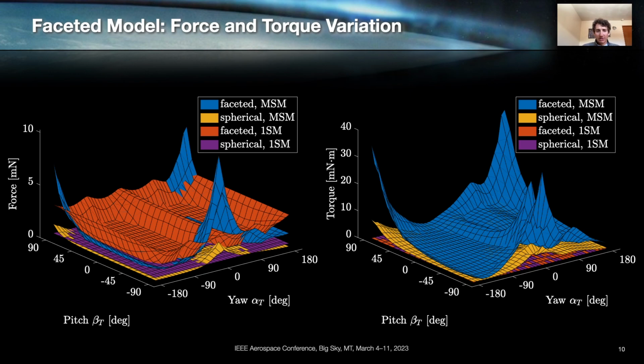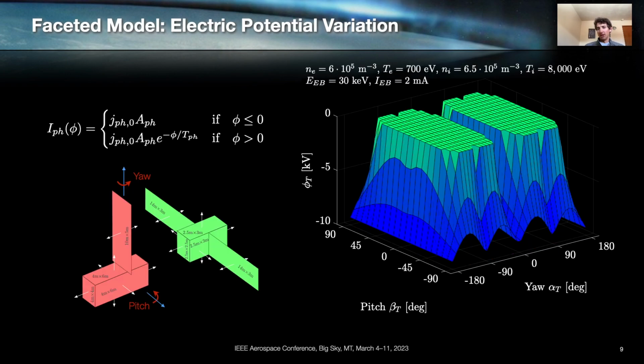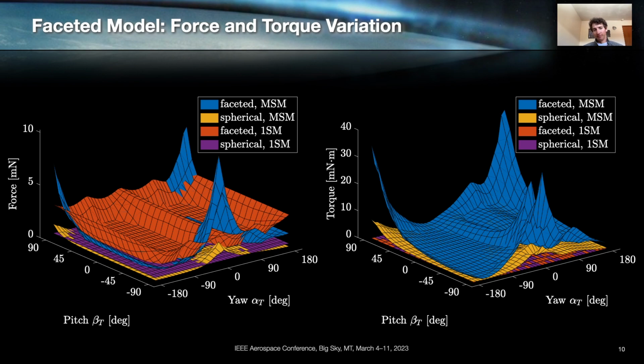And what we see here is that, first of all, for the simplest model, where we have the spherical assumption and use one sphere per spacecraft to compute the force, there is no variation in force over any orientation. If we use the faceted model to compute the currents, but a one sphere model for the forces, then we have the red surface, which is in the end really similar to the graph shown here for the potential, because the potential has a direct effect on the force.